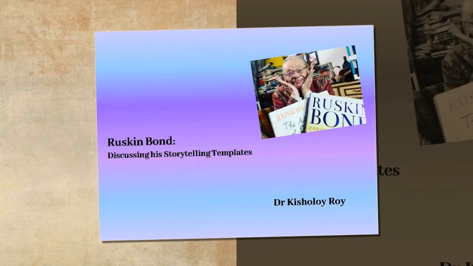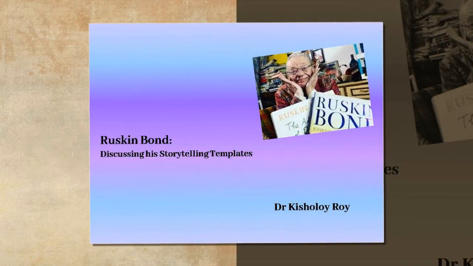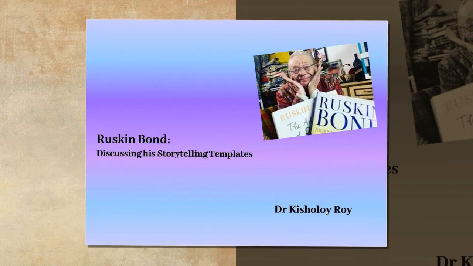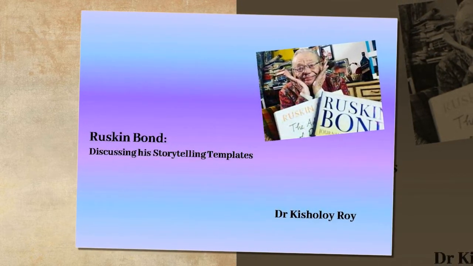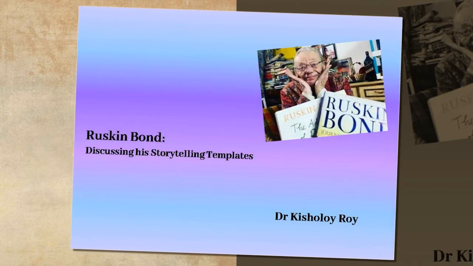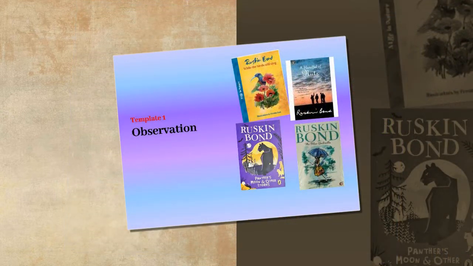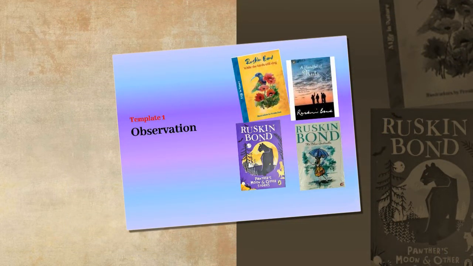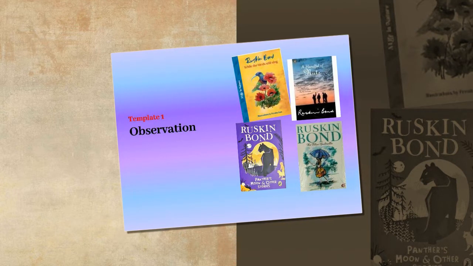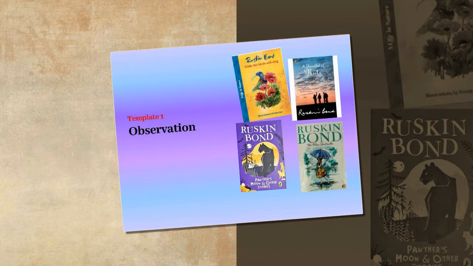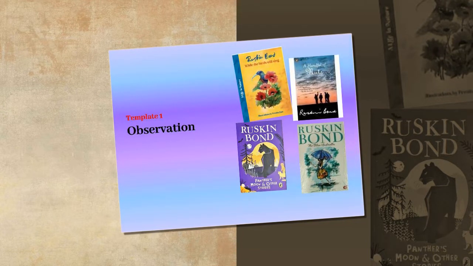Basically, what I am going to discuss is some of his storytelling templates, some of the very prominent, very popular templates that we come across in his writings. One of the very first and very popular templates happens to be observation. Now, when we read his novels or short stories, in most cases what we find is what he has observed.